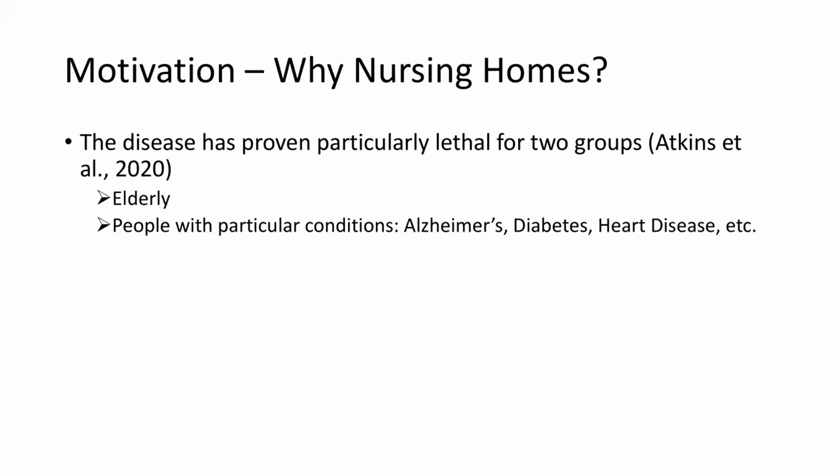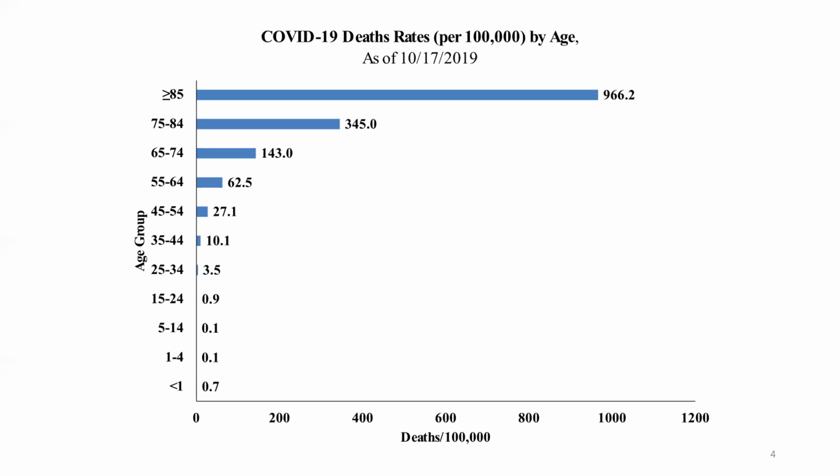Okay, before jumping into the data, I'll provide a little bit of motivation about why we're looking at nursing homes. I think something we've understood essentially since the beginning of the outbreak is that the disease is particularly lethal for two groups, the elderly and people with particular conditions like Alzheimer's, diabetes, and heart disease. And this is just very clearly borne out in the data. Here I'm showing you COVID-19 death rates per 100,000 individuals by age group. And you can see there's just a positive monotonic relationship between age and these death rates.